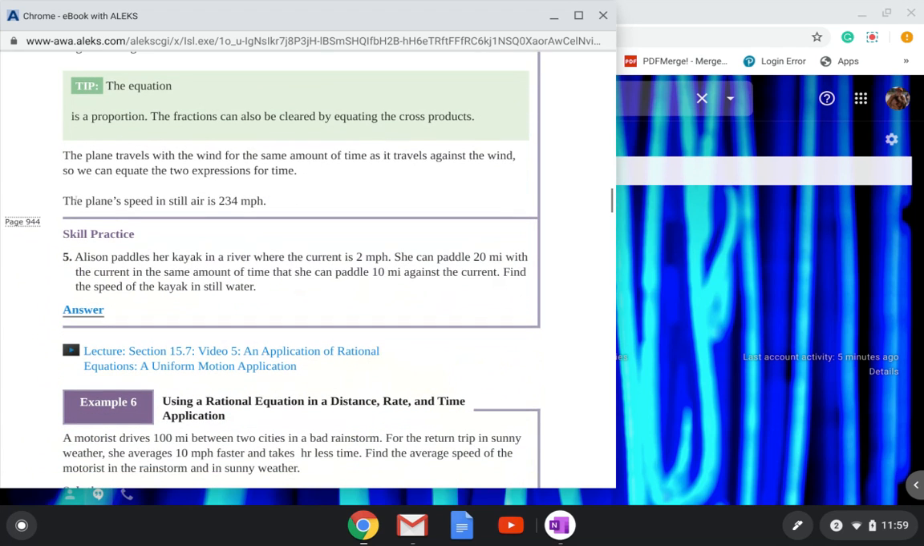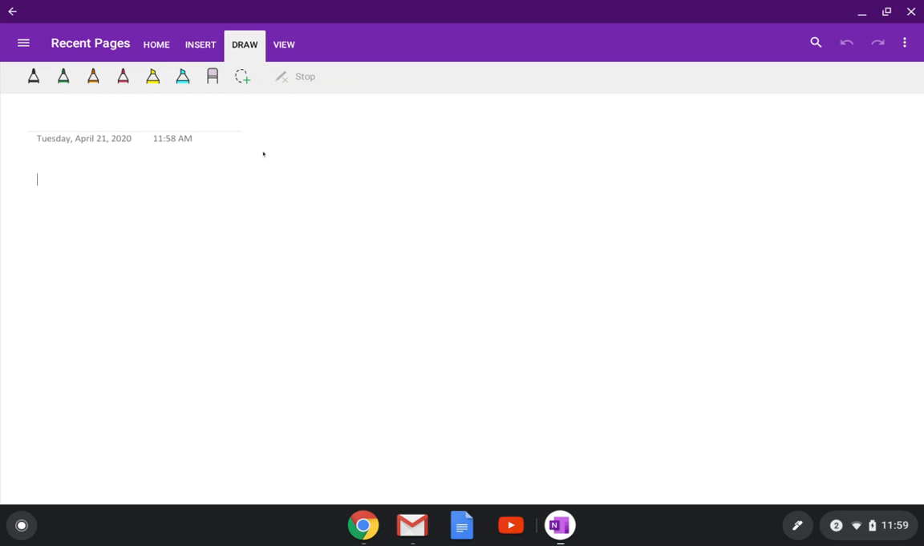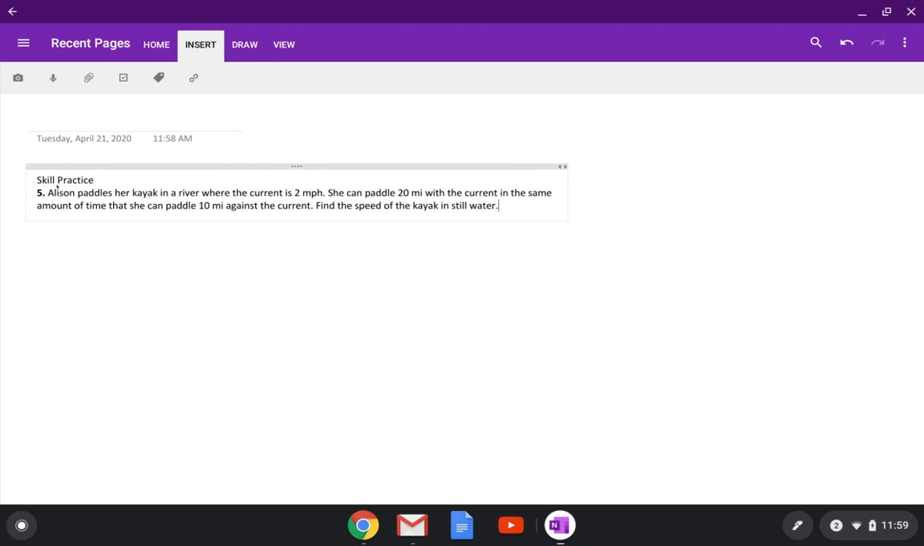In your textbook you have more examples. However, when I create the lectures, I like to introduce the skill practice. So you have more examples, and if you need to read something similar, you have the example in the textbook. Okay, so we're going over skill practice number 5. So let's focus on this one.